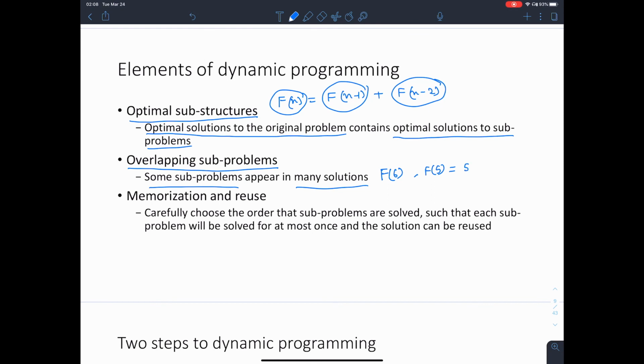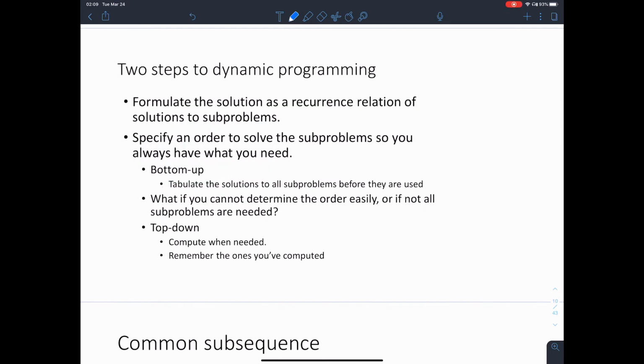The way dynamic programming takes advantage of these two properties is that when you calculate the solution for one subproblem, you memorize the solution of that subproblem and then reuse that solution later on when the same subproblem occurs again. So that is called the memorization and reuse of the same subproblems. When you see that a problem has the two properties that we have discussed, overlapping subproblems and optimal substructure, then you can tell that we can solve this problem using dynamic programming.